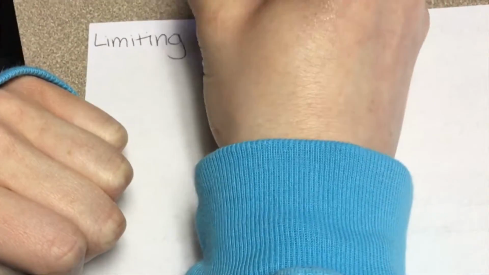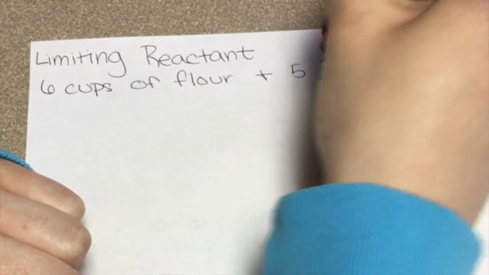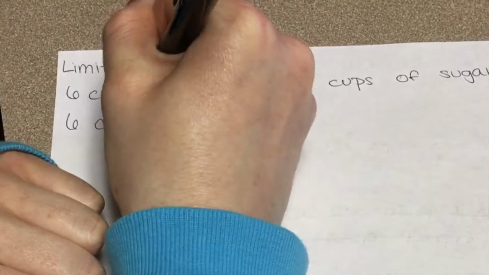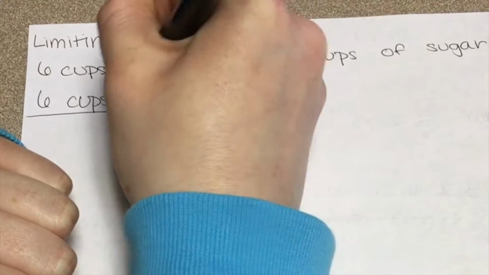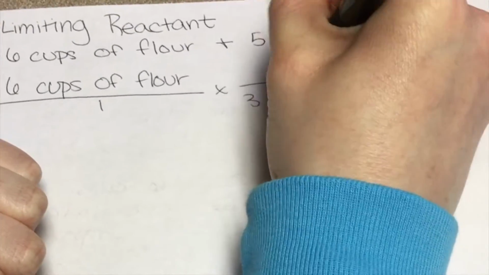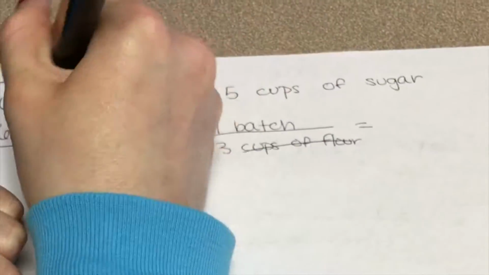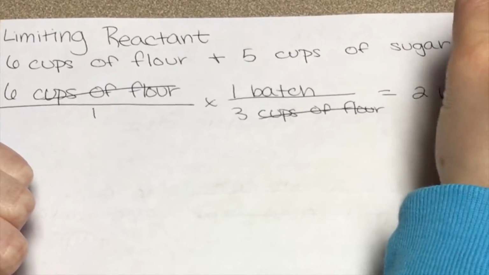The limiting reactant is the reactant that limits the amount of products that we can make. In this example, we have 6 cups of flour. We need 3 cups of flour for 1 batch. So, using stoichiometry, we can see that with 6 cups of flour, we can produce 2 batches.